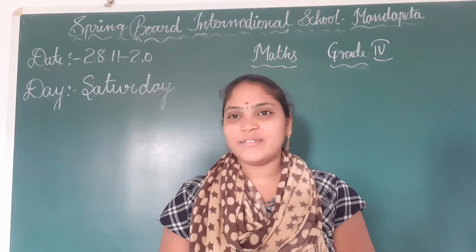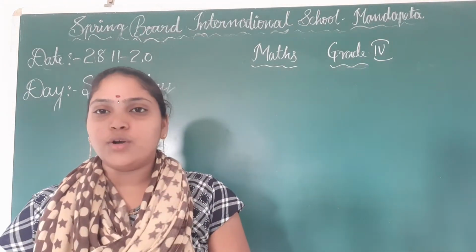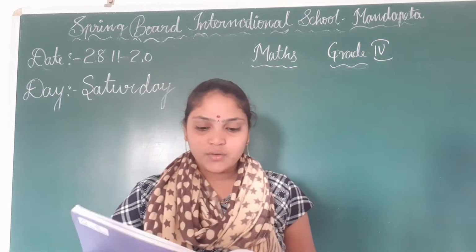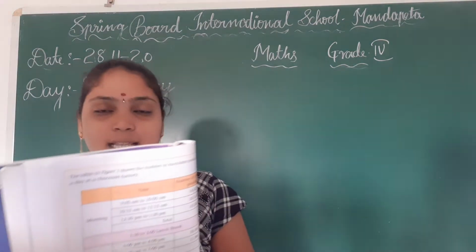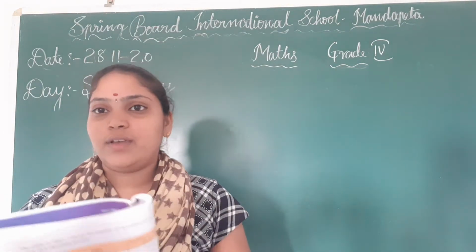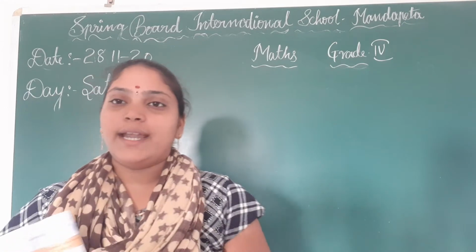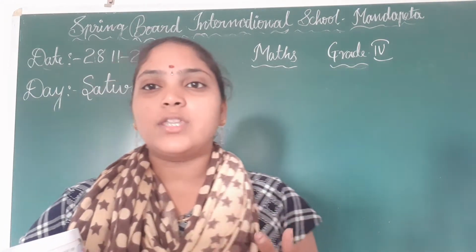So let us start our revision class. Now everyone open studio page number 57. In the last class we completed revision up to 57. Now in this class we are going to revise quick tips. In this we are going to learn addition with tens, hundreds, and thousands.